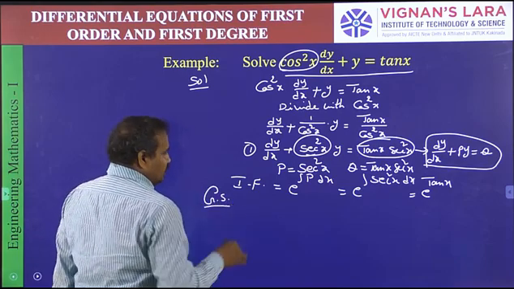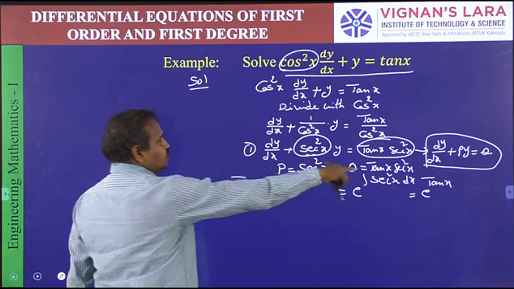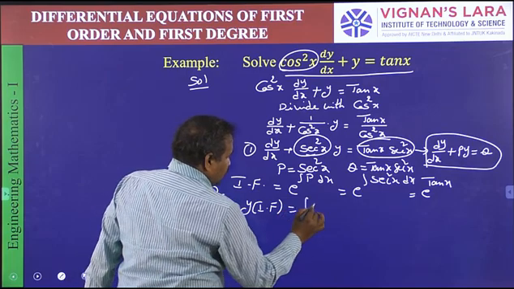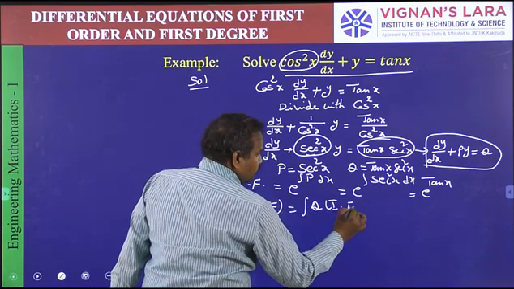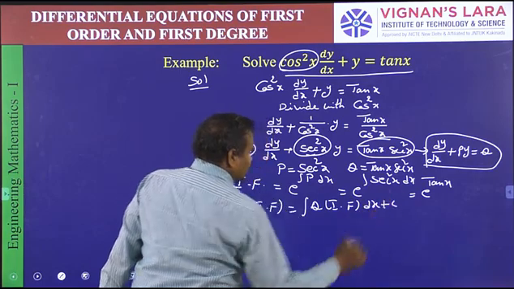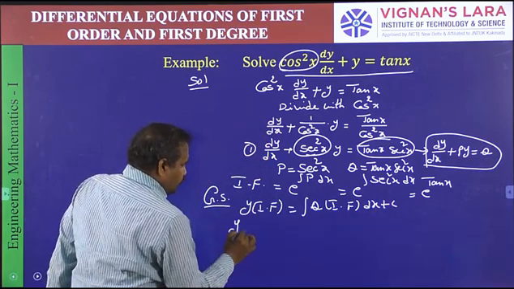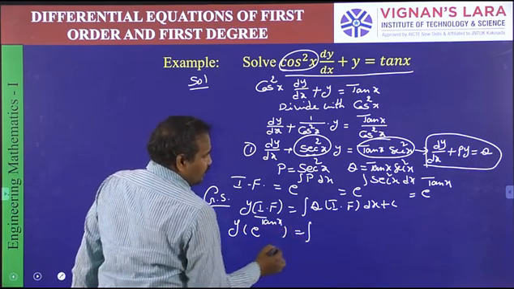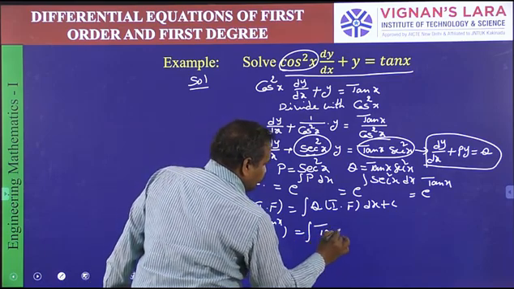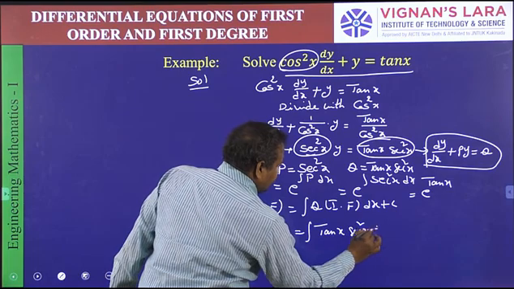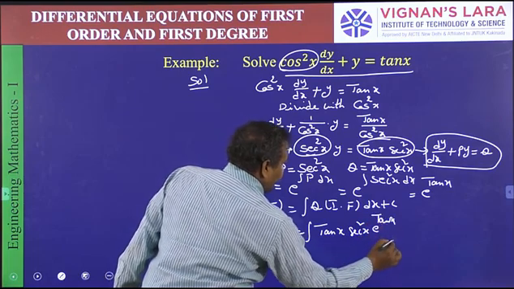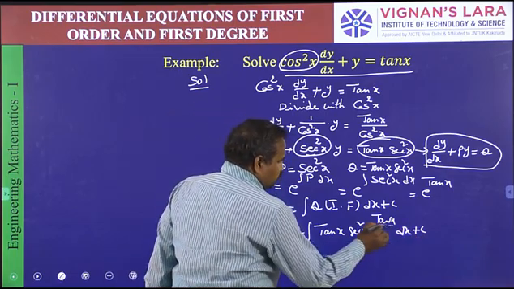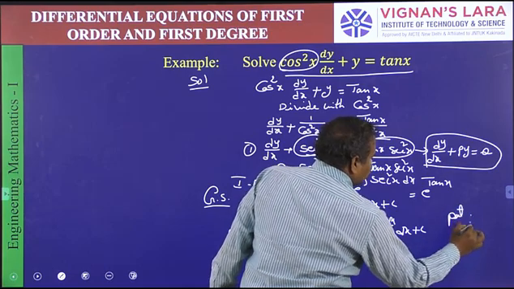Now write the general solution. What is the general solution formula for this form? y into the integrating factor is equal to integral q into the integrating factor dx plus c. So y into e power tan x is equal to integral tan x into secant square x into e power tan x dx plus c. Use a substitution here. What is the substitution? Put tan x is equal to t.